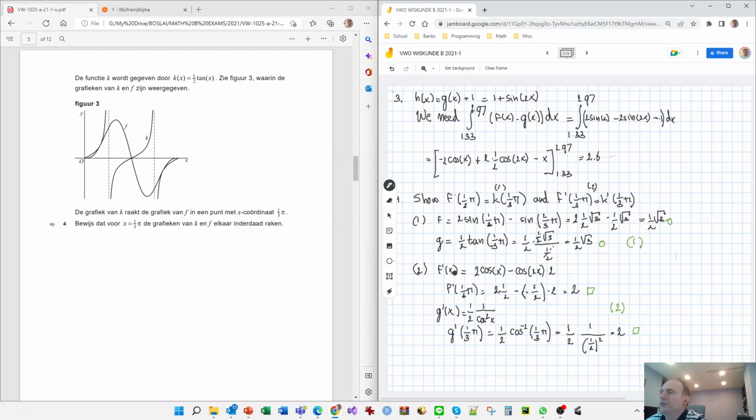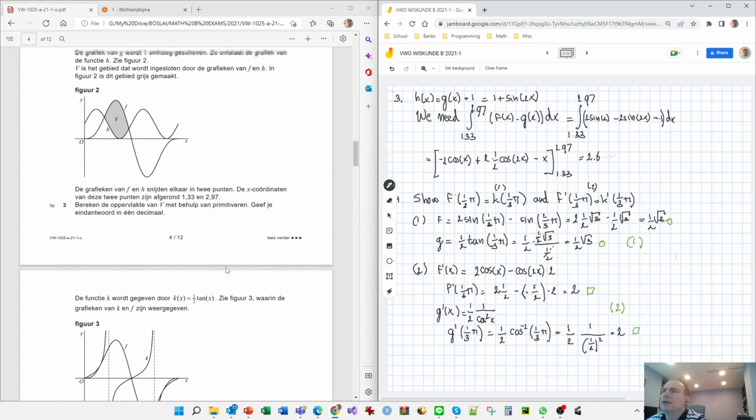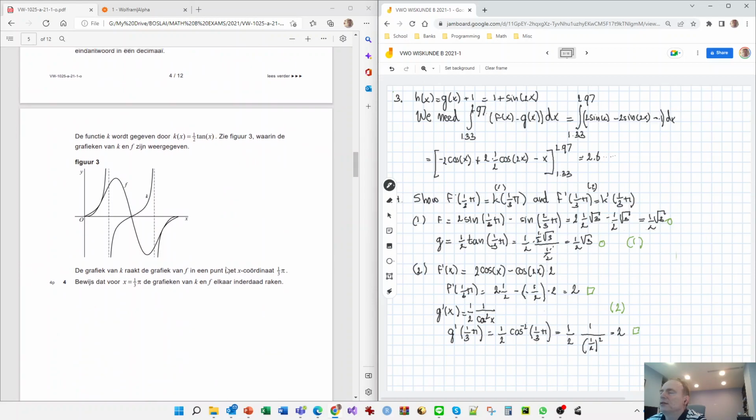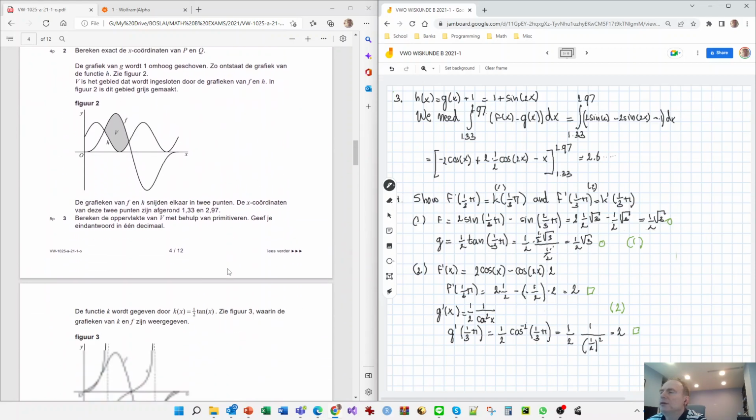There's, for the rest, not really difficulty here. You can just be very precise and double check everything. The derivative of function f is pretty simple.